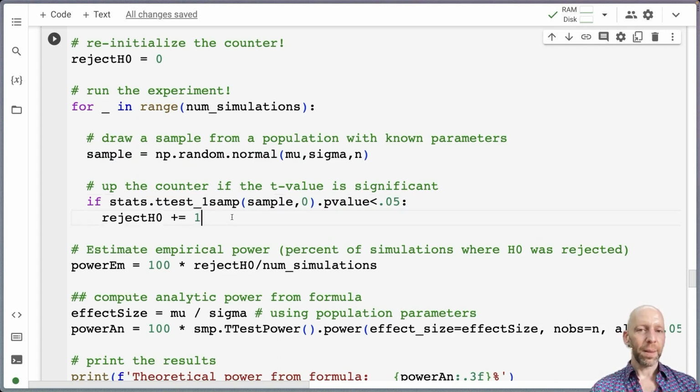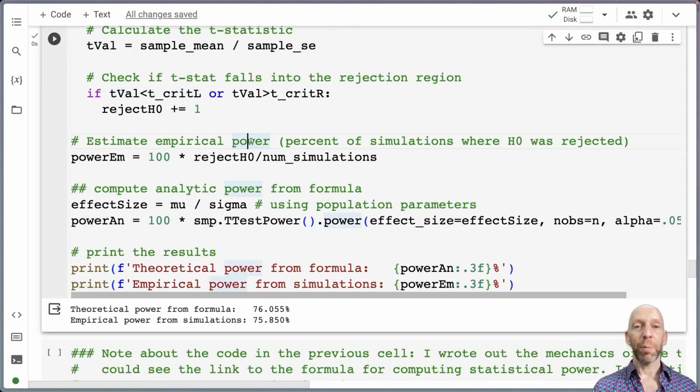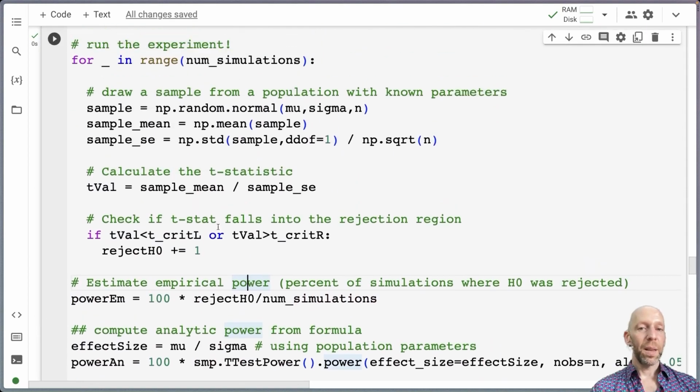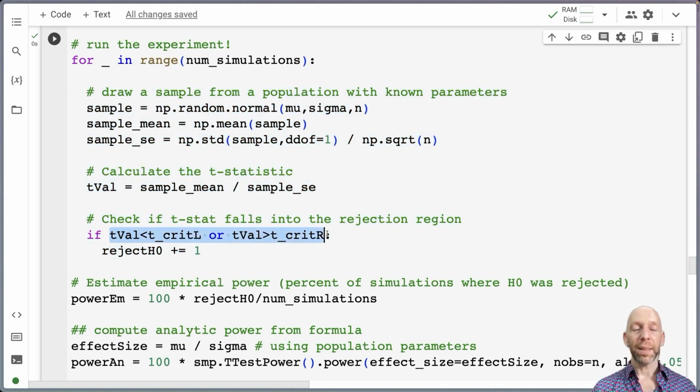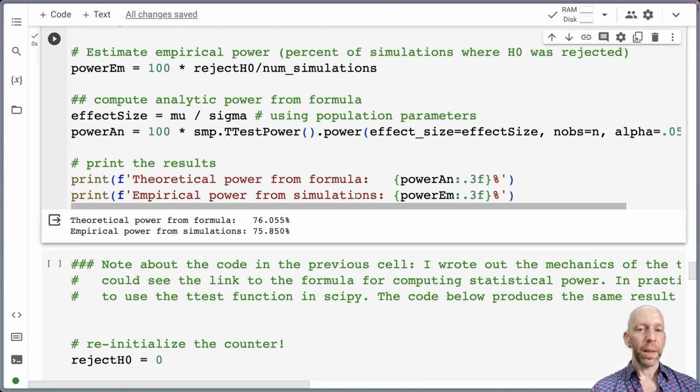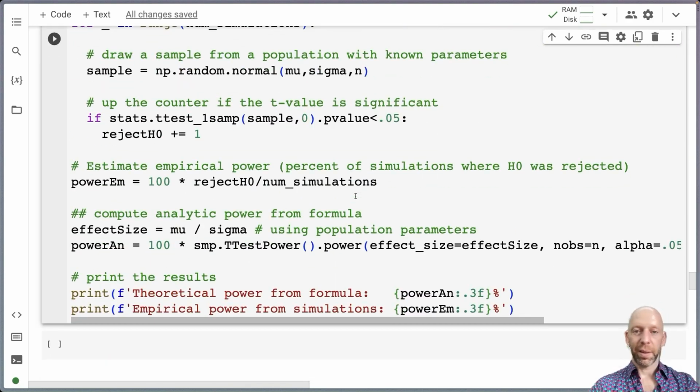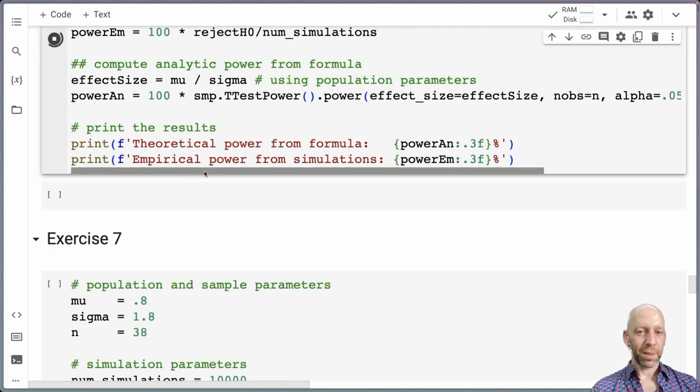So I hope that makes sense. Basically, this code cell and this code cell have the same result. Here I wrote out the procedure in a little bit more detail because I hope that helps you understand what power really means. It literally just means how likely are we to reject the null hypothesis. Okay, so then we can run this here, although this doesn't give us any qualitatively different results.